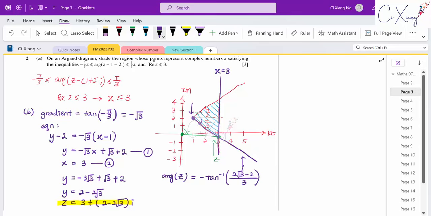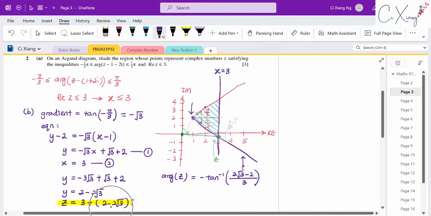Okay, so some students will ask, my original y coordinate is 2 minus 2 square root 3, but why did I change it to 2 square root 3 minus 2? The reason is that when I want to get the argument of z, I want to get the basic angle, and the value inside must be positive. If I use a calculator and press 2 minus 2 square root 3, I actually get a negative value. Therefore, I have to change it to a positive value, where it should be 2 square root 3 minus 2. And it will be a positive value.